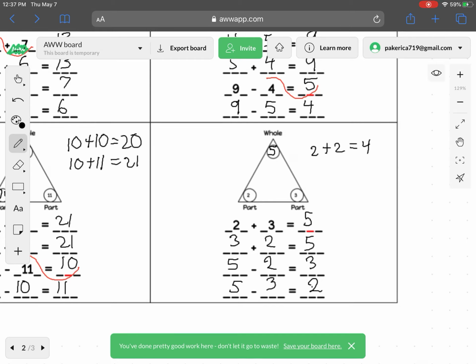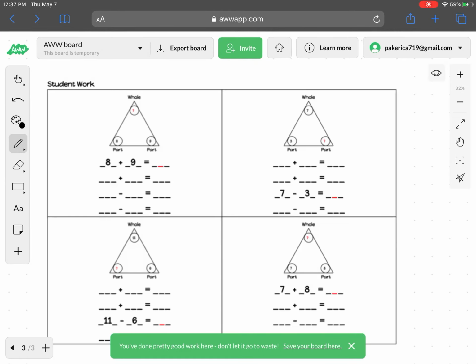Now it's your turn. You're going to practice writing your fact family equations. Make sure you're thinking about your doubles facts that can help you solve quickly as you use your doubles plus 1 strategy today. I know you'll do great. Good luck.